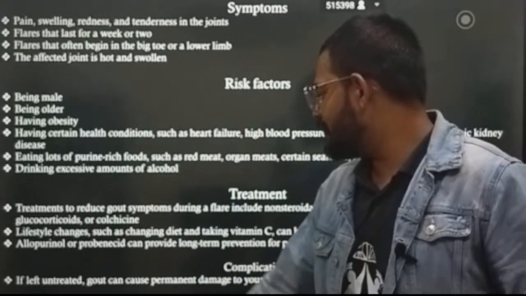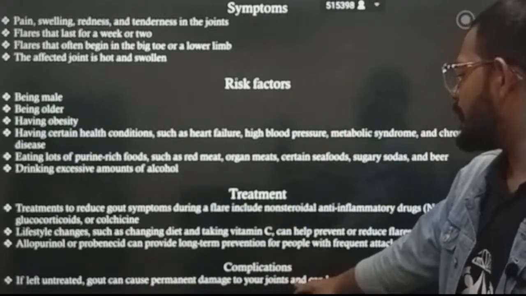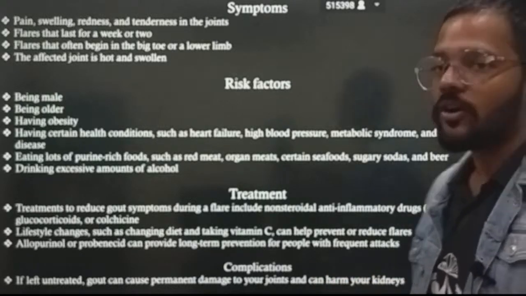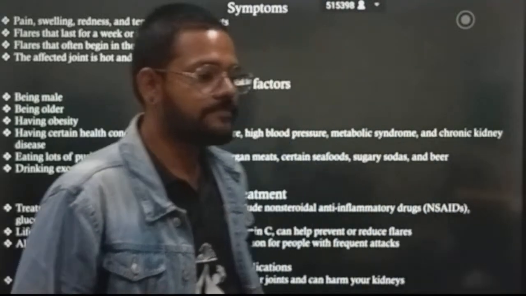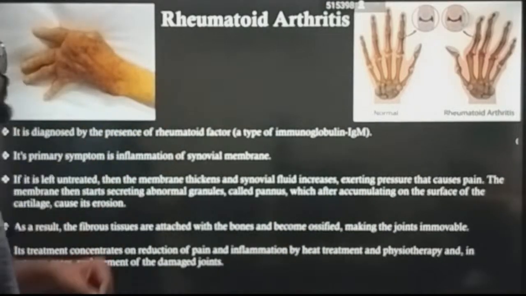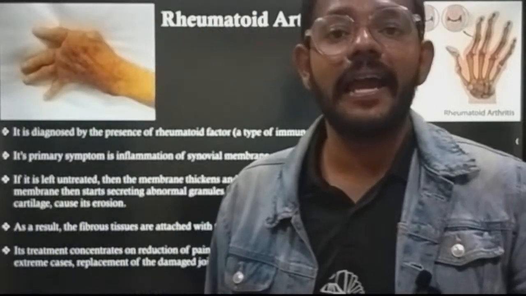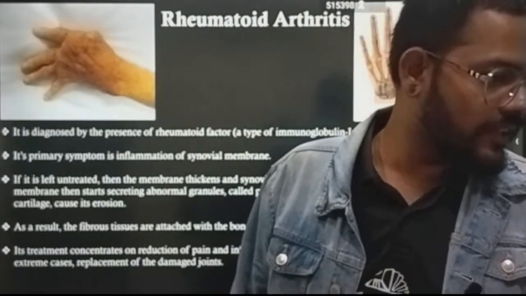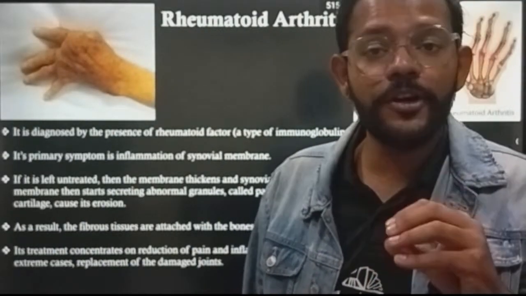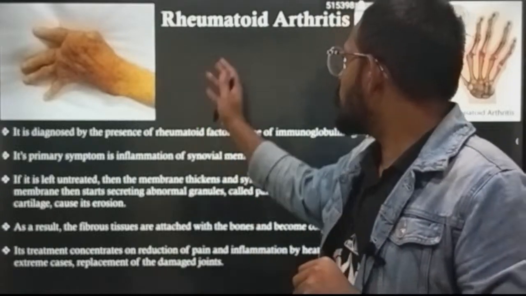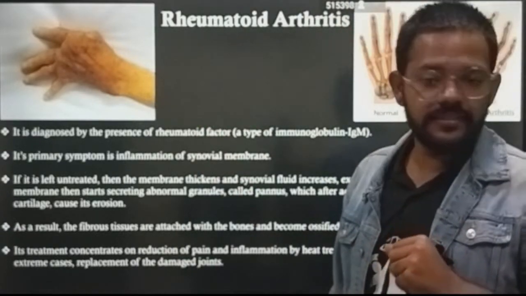Okay, complication: if left untreated, gout can cause permanent damage to your joint and can harm your kidneys also. Okay, next is rheumatoid arthritis. It is a type of autoimmune disorder. Okay, it is an autoimmune disorder, that is your rheumatoid arthritis.